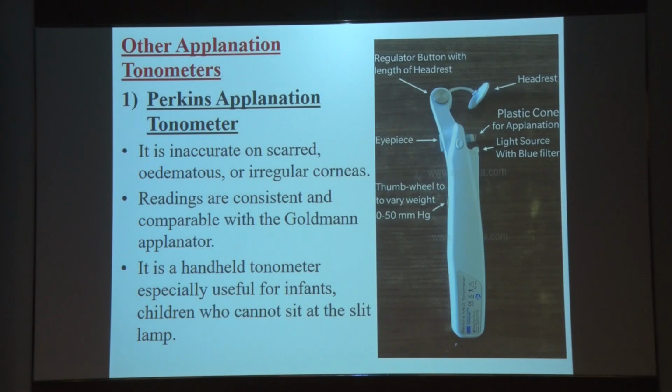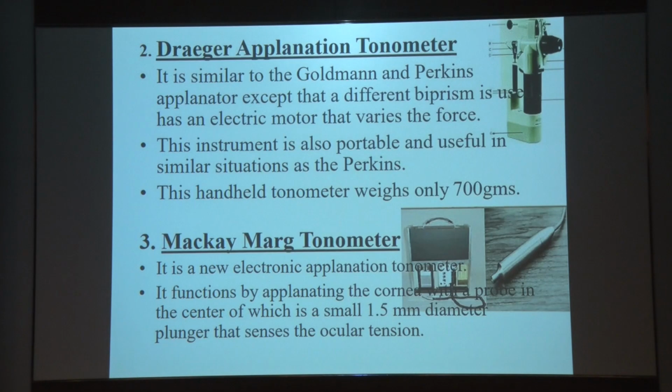Others are like the Perkins applanation tonometer. It is inaccurate on scarred, edematous, or irregular corneas. Readings are consistent and comparable with the Goldmann applanation tonometer. It is a handheld tonometer, especially useful for infants and children who cannot sit at the slit lamp.